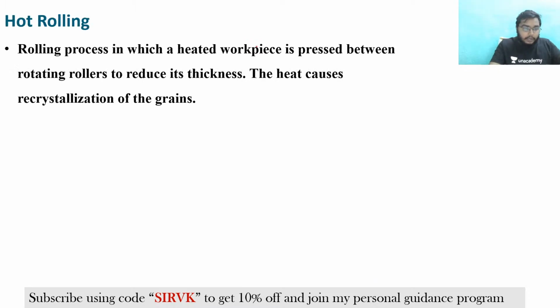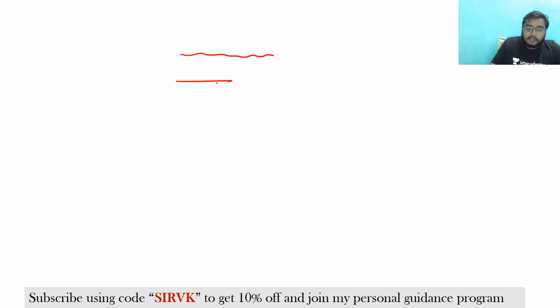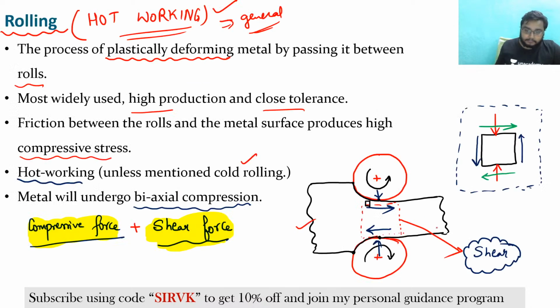Now see here, what is hot rolling? Just now I told you what hot rolling is. A rolling process in which a heated workpiece is pressed between rotating rollers to reduce its thickness. We have seen that thickness is always reduced.